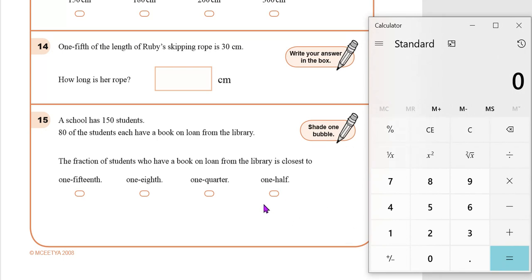And you can also just double check a little bit of common sense. 1/2 of 150, 150 divided by 2, 75, that's pretty close to 80.